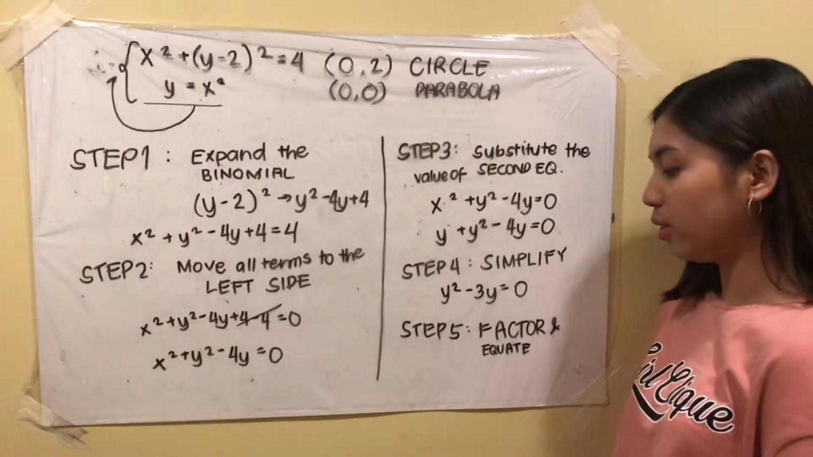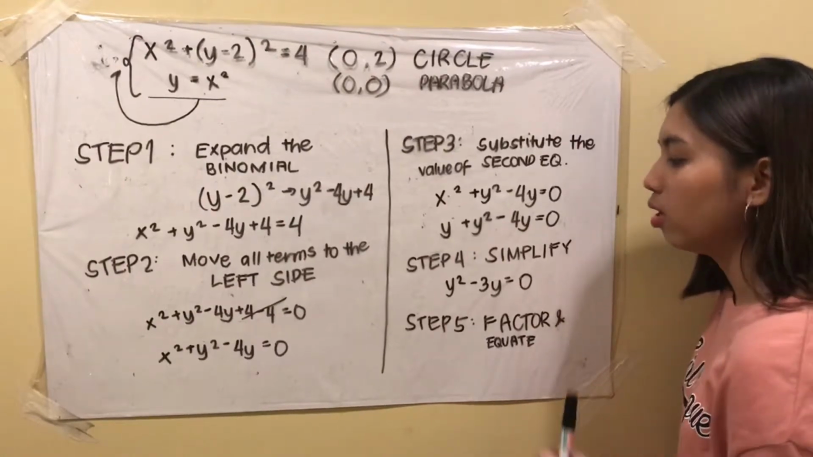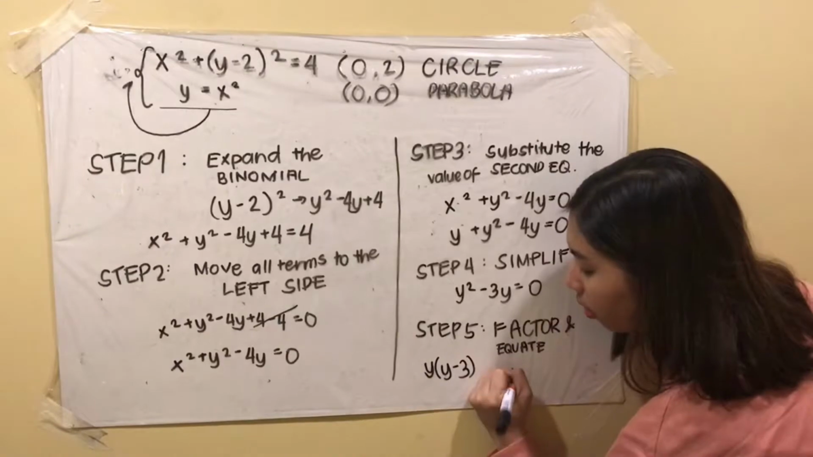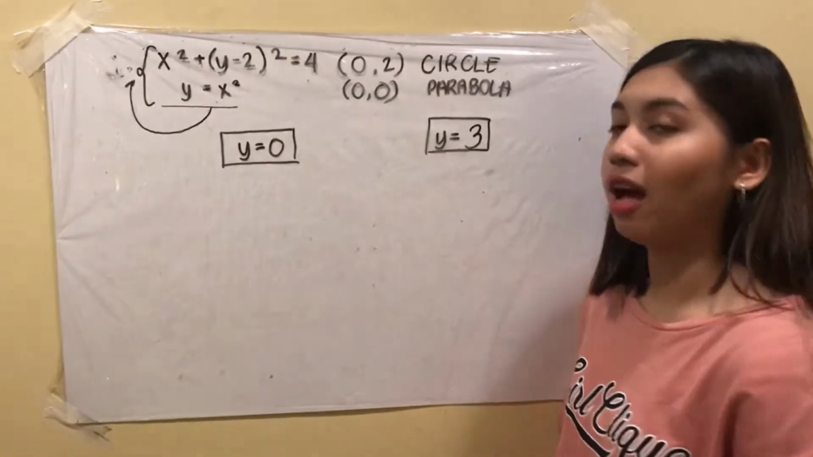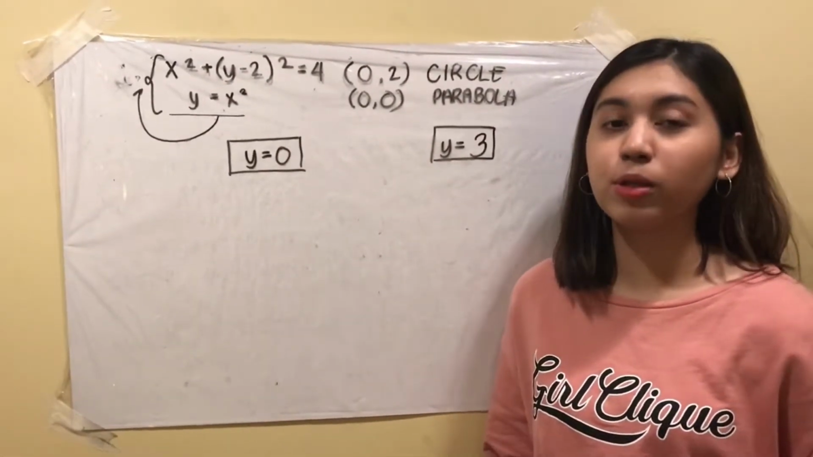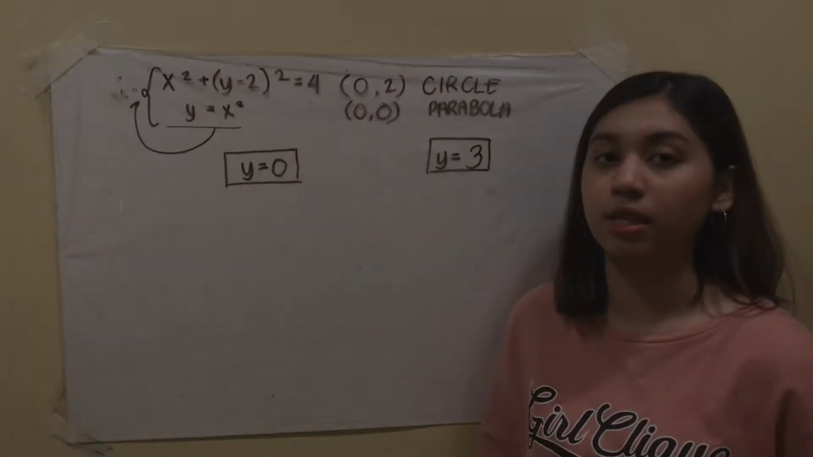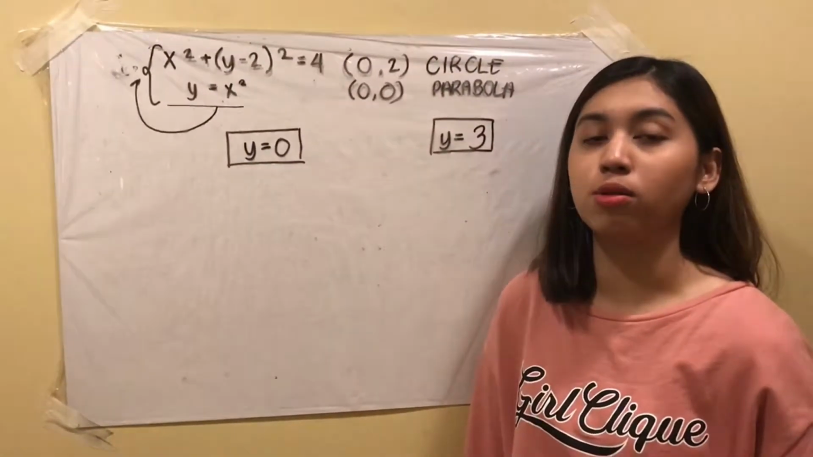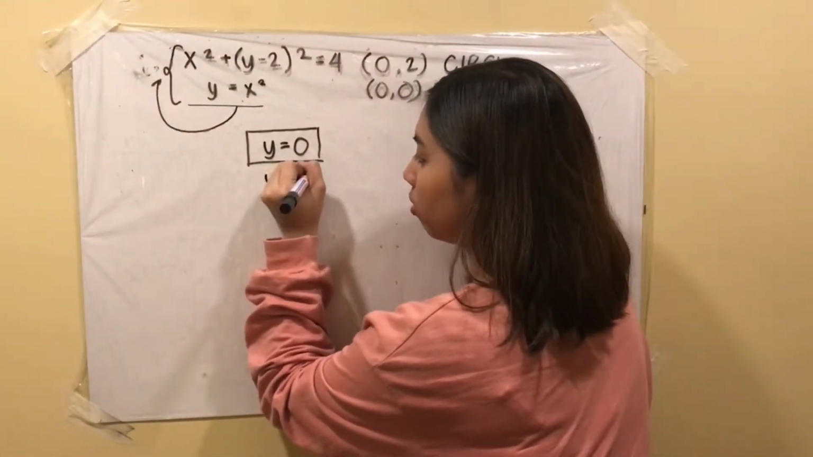The fifth step is to factor out the equation and to equate the factors to 0. y times the quantity y minus 3. So y would now be equal to 0 and y would now be equal to 3. Now, since we already have the values of y, we can substitute them into an equation to get the solutions of the system. We can use the second equation since it is much easier to get the solutions from this equation. So y is equal to x squared.